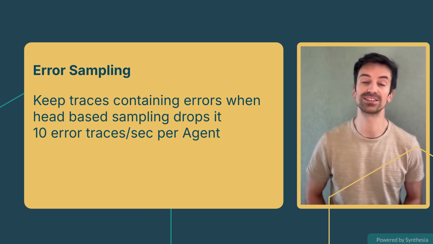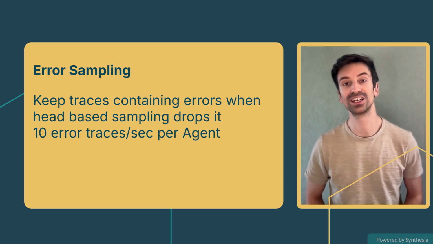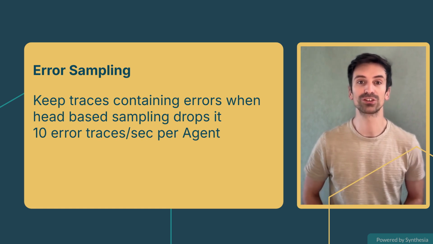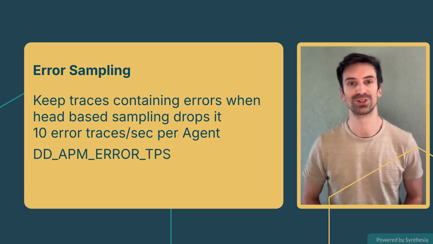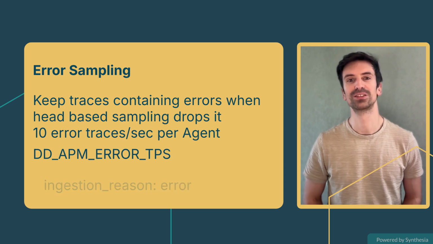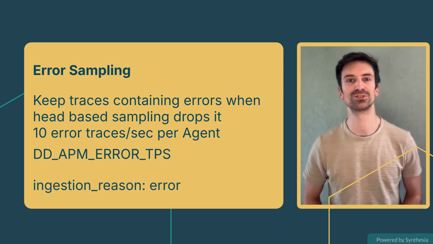So why does it matter? Errors are often where the action and the insight is. You don't want failures to vanish into the ether. Customization and configuration. Optionally adjust the number of error traces per second using DD_APM_ERROR_TPS. Finally, the traces kept with such a sampling system will be flagged with ingestion_reason error.